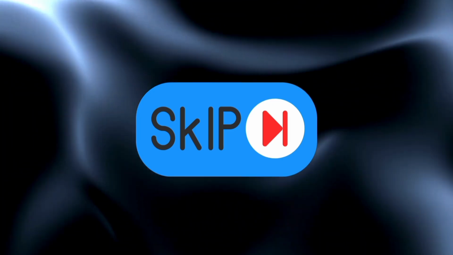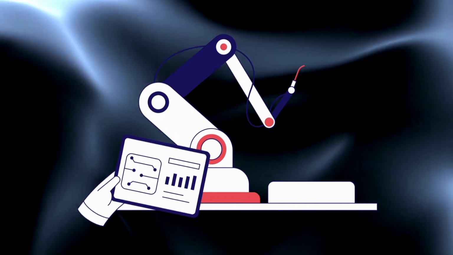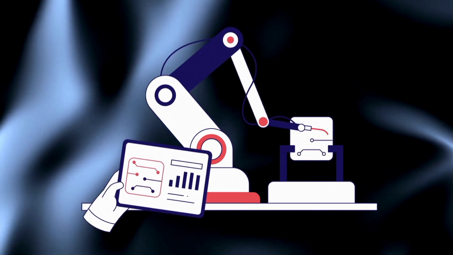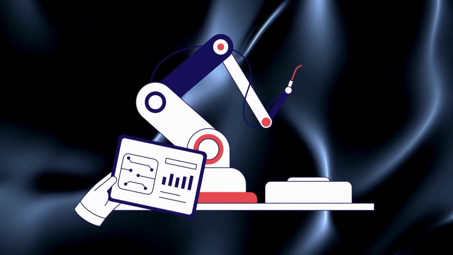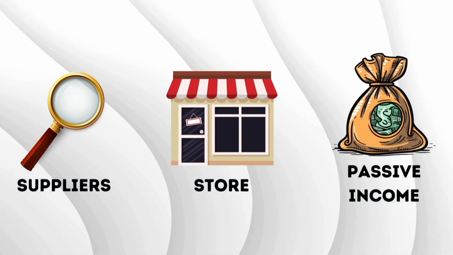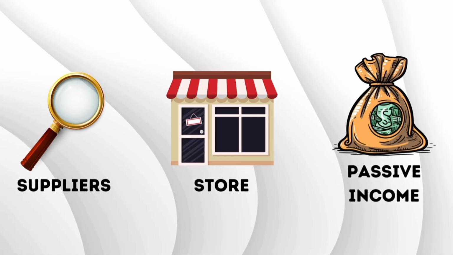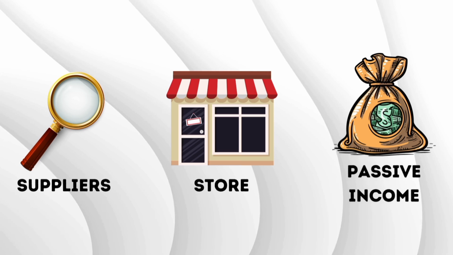If you are thinking of skipping this video, hold on. You won't have to invest any money or time. As I promised at the start of the video, this will be automated and free. This automated system comprises three components. First, searching for suppliers. Second, creating the brand. And third, generating passive income.